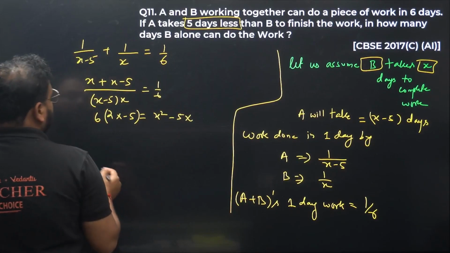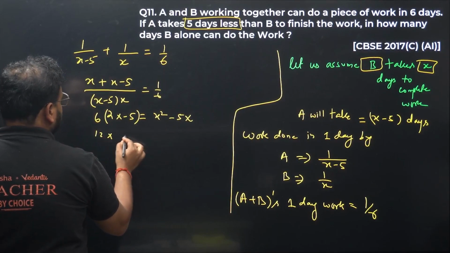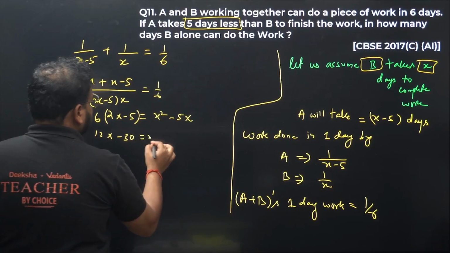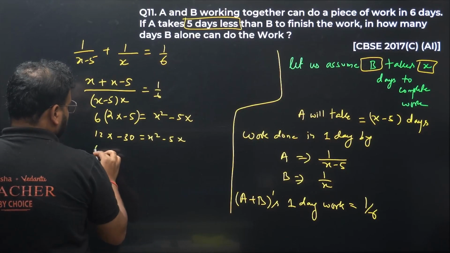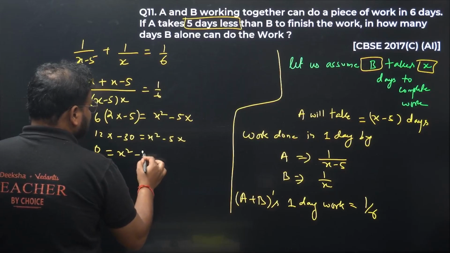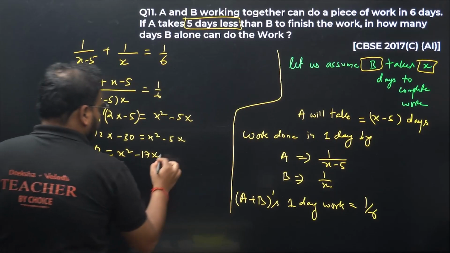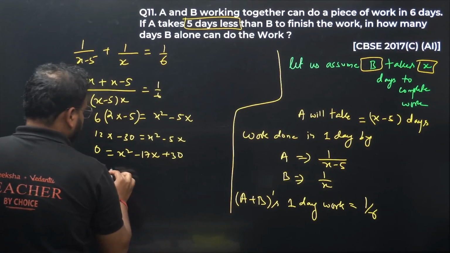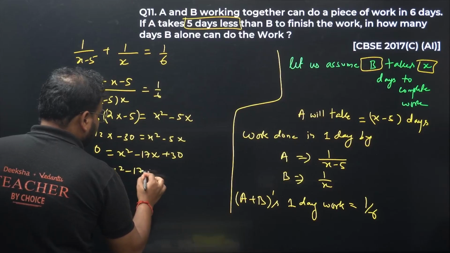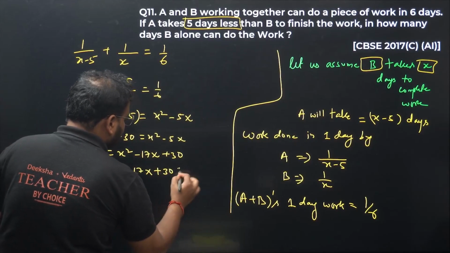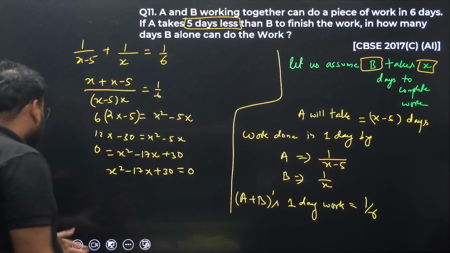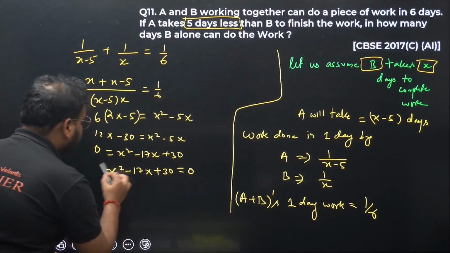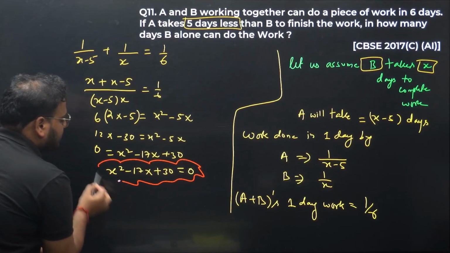Cross multiply. You'll have here 12x minus 30 equals x square minus 5x. If you bring that to one side, you get 0 over here: x square minus 17x plus 30. So basically my quadratic is x square minus 17x plus 30 equals 0. Factorize this. This is my equation. Factorize this.